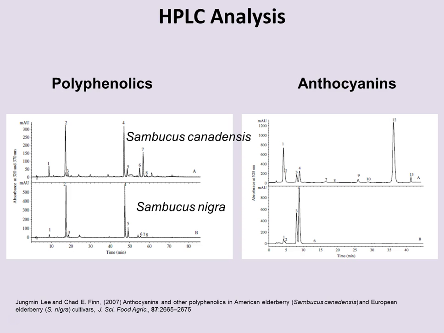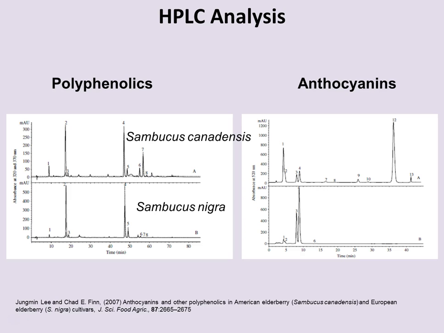In the same sense, we use high pressure liquid chromatography, which has a column and a liquid under pressure running through it. This is an example where they are comparing two different elderberries, Sambucus canadensis, and Sambucus nigra. And these are both the anthocyanins and the polyphenolics. It's the European, the nigra, that's used in trade. And you can see they're very different. They have some similarities. So if we look just at the polyphenolics, we can see that 1, 2, and 3 are very similar, as are 4 and 5.